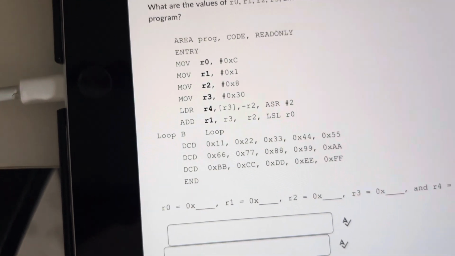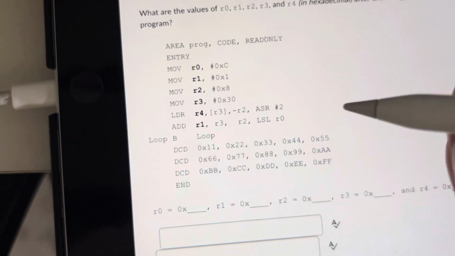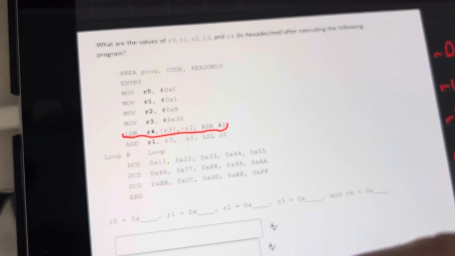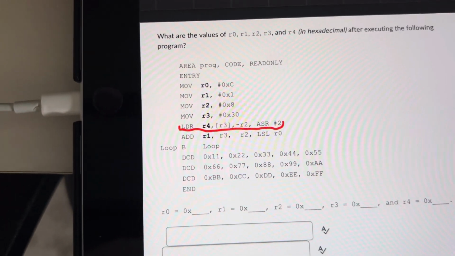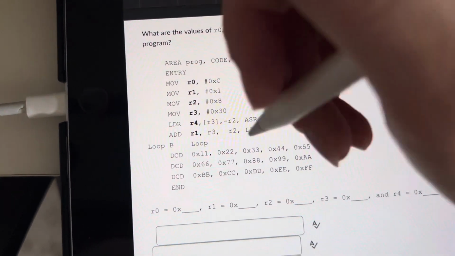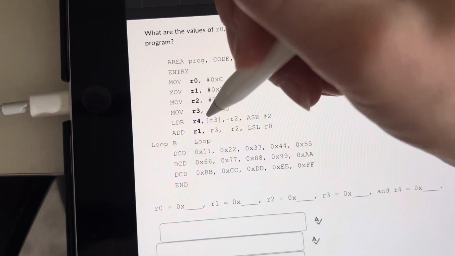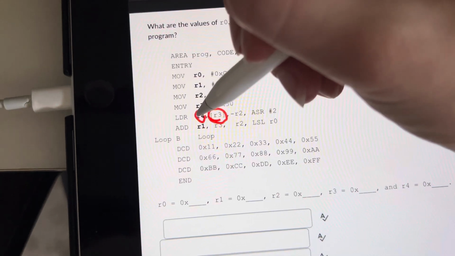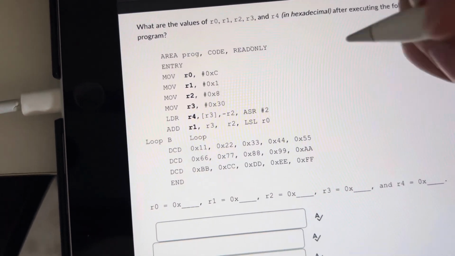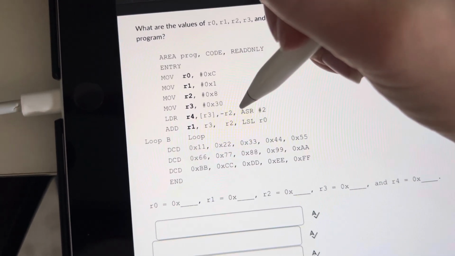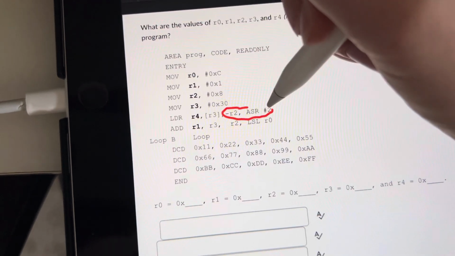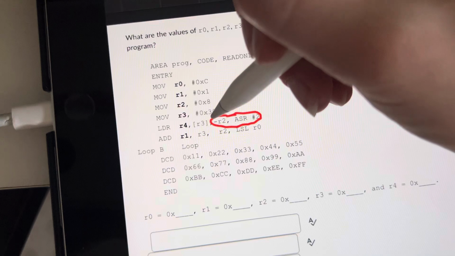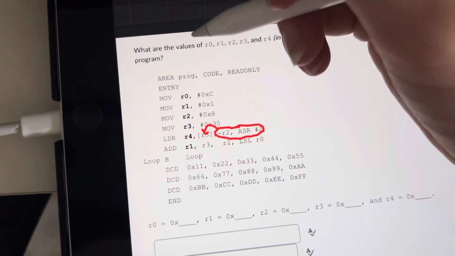Basically this line right here could be written in 2 separate lines because it's 2 different things that you're doing, but they read it all in 1 line. So the first part that you do is you load not the value of R3, but the value at location R3 into R4. And then you do ASR #2 on R2, and then you add that to R3.